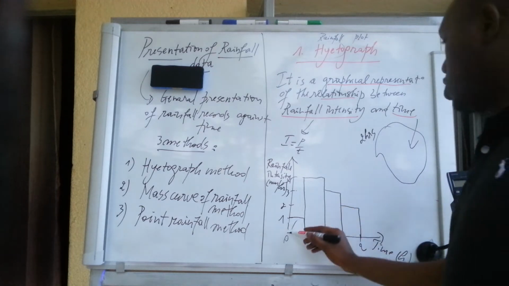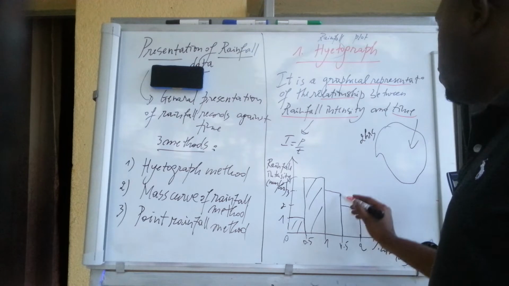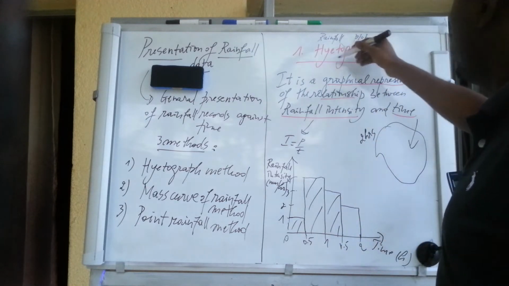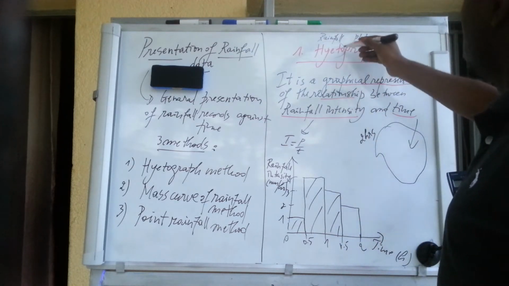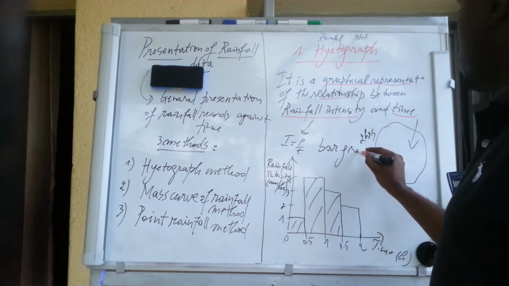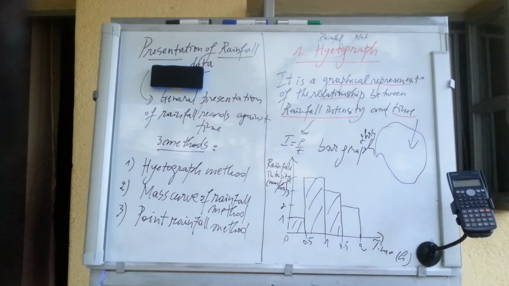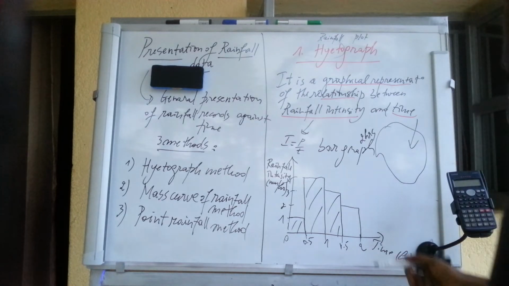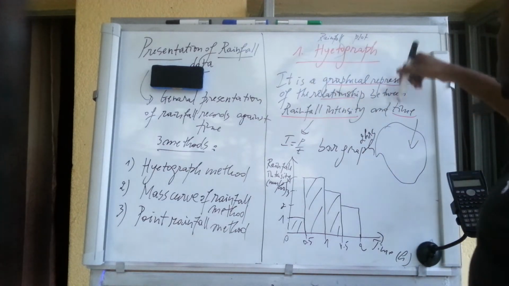So this is like a bar graph. If you want, you can say that a hyetograph is a bar graph, which shows the relationship between the rainfall intensity and time.